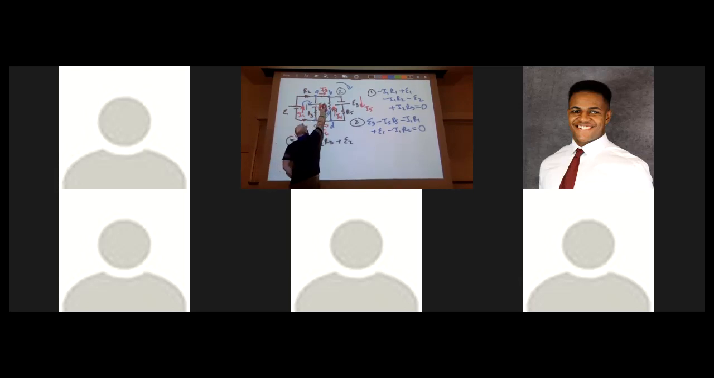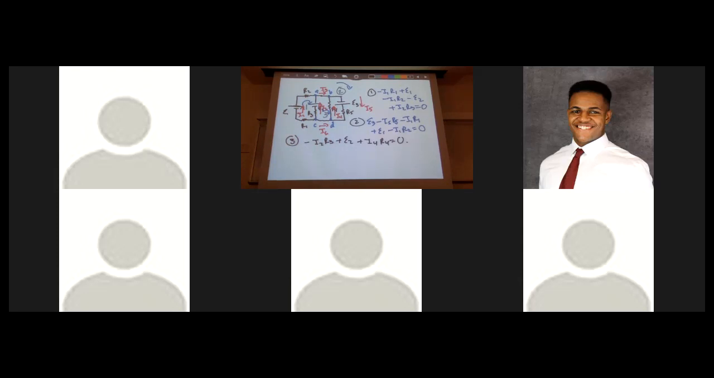Come up through here, there's nothing. Now I'm going to come in this direction through R4, but I'm going opposite the direction of the current. So if I go opposite the direction of the current, is that positive or negative? Positive. I4R4 is equal to 0. These are my 3 loops.